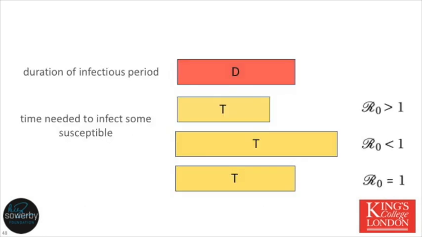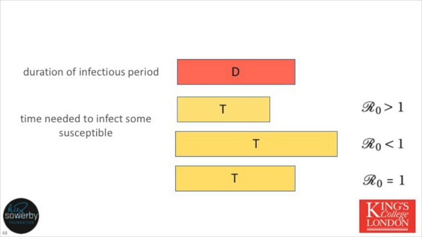Yet another way to grasp the same point is to think about the average interval between causing infections, called the serial interval. If an infected person on average takes a time t to bring about a new infection, and if t is less than d, the duration of their illness, then the infected person, on average, will be able to bring about a new infection before they recover and cease being infectious. On the other hand, if t is greater than d, then on average, an infected person will have recovered before they can infect someone else.